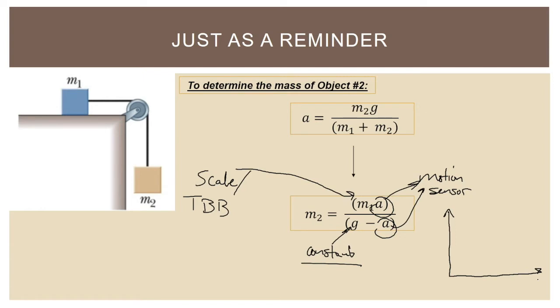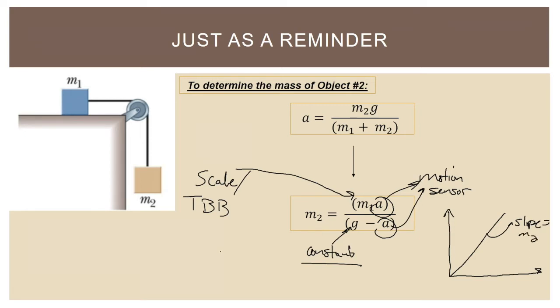Now, you could say, well, I'm going to use this equation 400,000 times for all my different trials, and then I'm going to average them all together, but that's kind of silly. What's really the best thing to do is to produce a graph where the slope is equal to what you're looking for, which in this case would be M2.